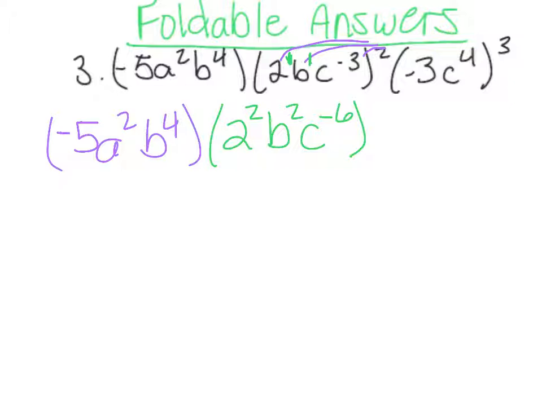And then for this last one, same thing, -3 to the 1st power. And I have to distribute my 3 to both things. Power to a power means I multiply. So it's -3 to the 3rd, and c 4 times 3, so it's going to be c to the 12th. Now what I can do is start simplifying. So I'm going to start with my whole numbers first.